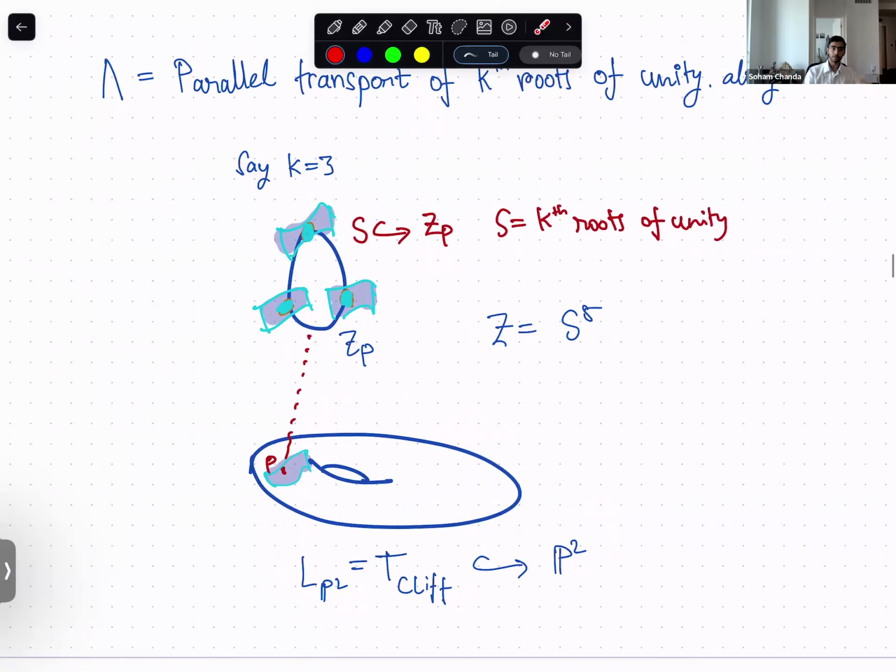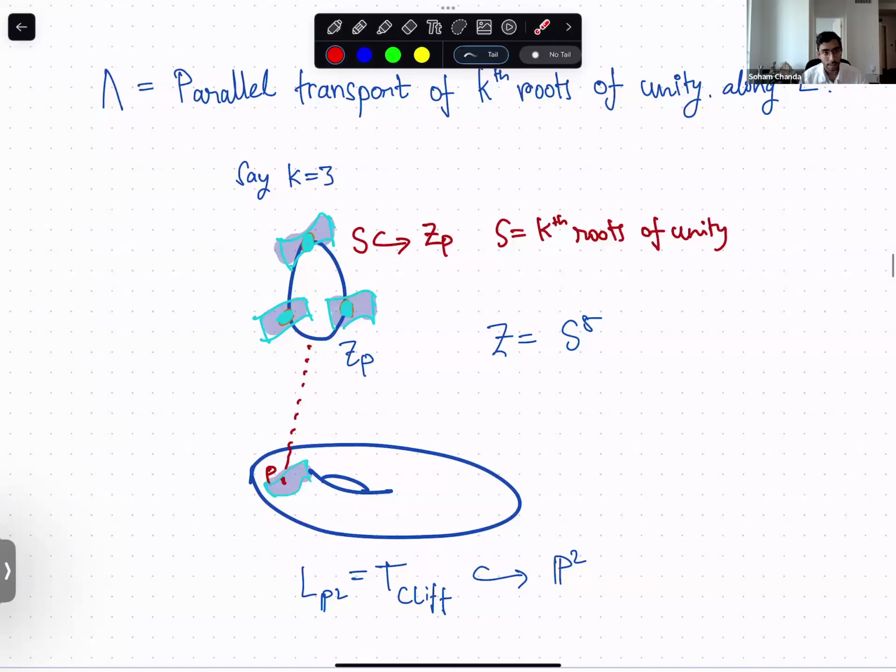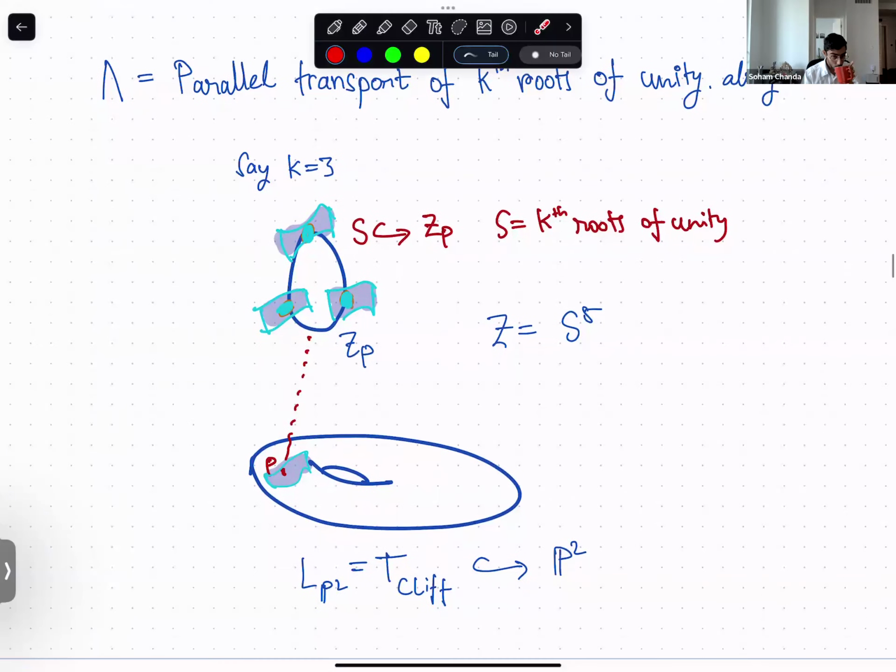Okay, any questions so far about this construction? This idea of parallel transport will be used again. So if you have questions about this, this is a good time to clarify. If not, I'll proceed.